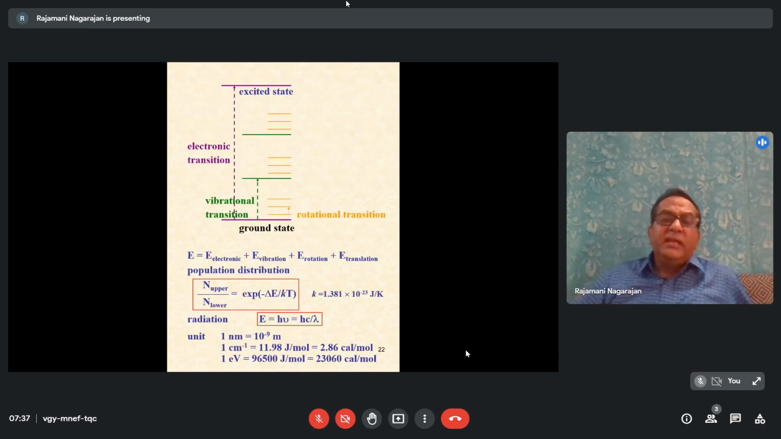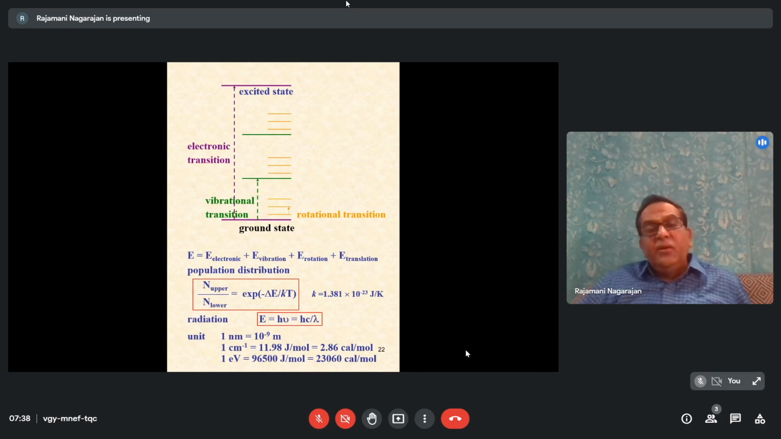There is a ground state of the molecule, and you are pumping some energy into it, and depending upon the energy, it can go to the excited state. But before going into the excited state, that is the electronic transition, you also have some vibrational transition and some rotational transition. So the total absorbed energy is equal to the electronic plus vibrational plus rotational plus translational energy. This is what we teach the students. The population distribution is n upper divided by n lower equals exponential of minus delta E by kT, where k is 1.381 times 10 to the power minus 23 joules per Kelvin.